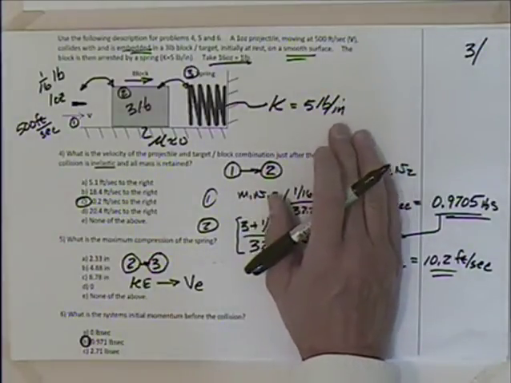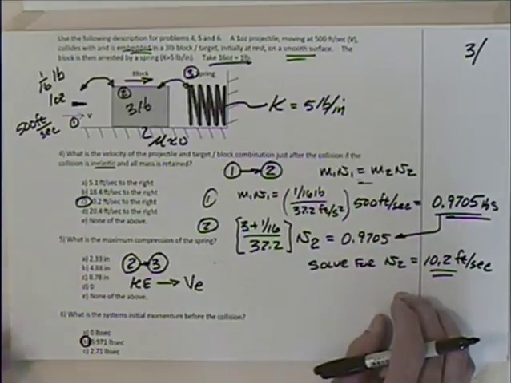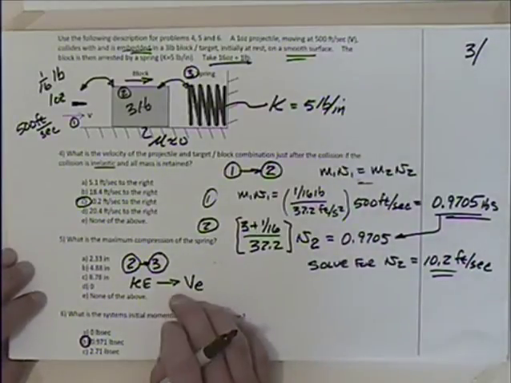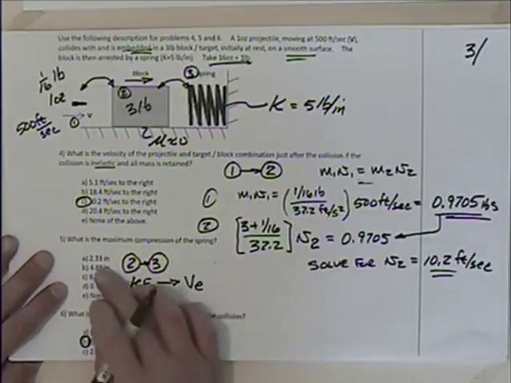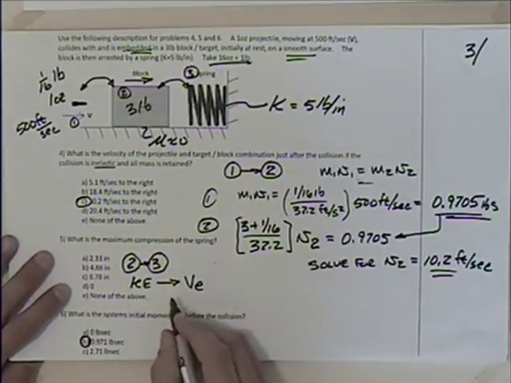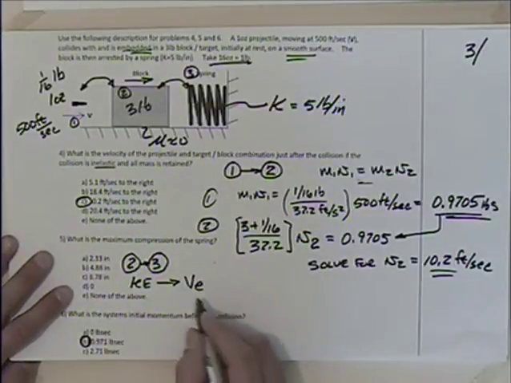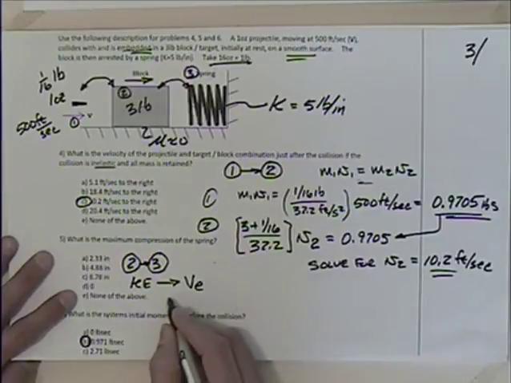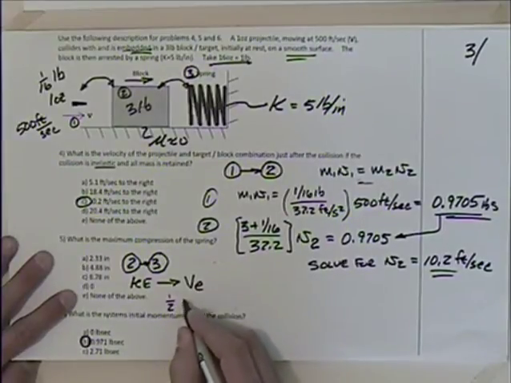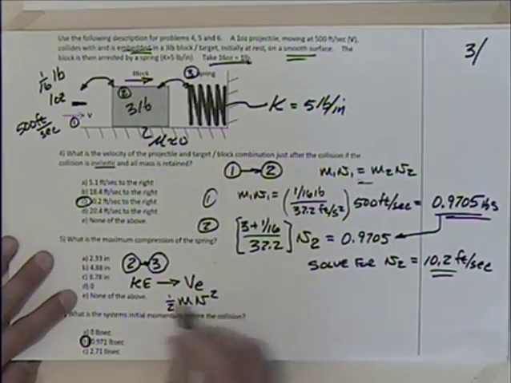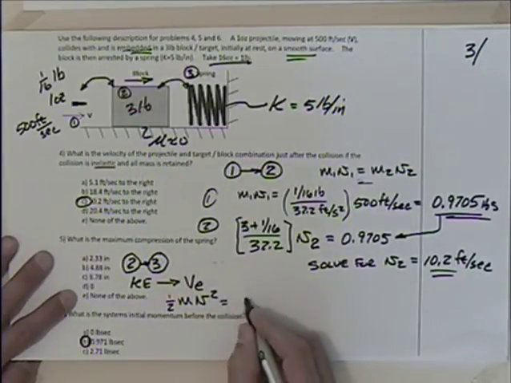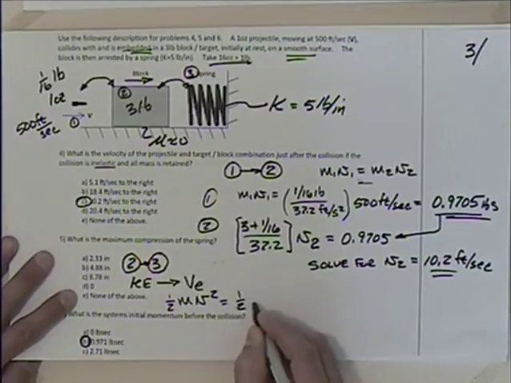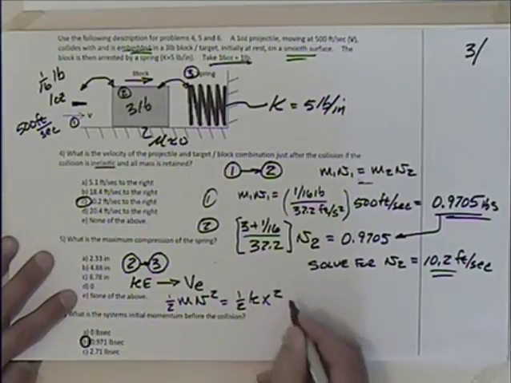Not necessarily related to the momentum here, but let's see, go back to 5. Kinetic energy, potential energy in the spring, right? So I have 1/2 m v squared, that's my kinetic energy, is equal to, we're going to assume that that's a linear spring. So I have 1/2 kx squared.